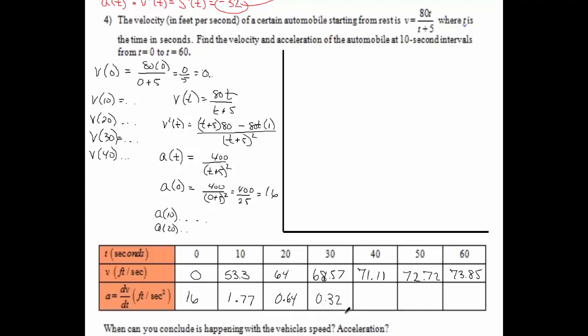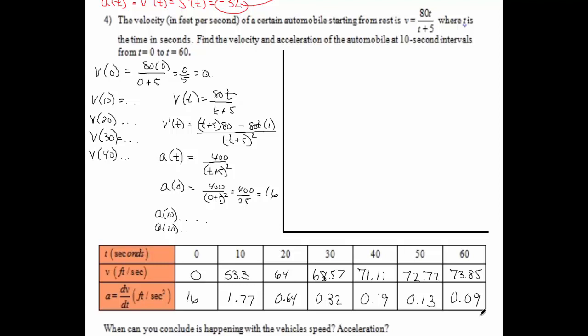0.32 feet per second squared at 30 seconds. 0.19 feet per second squared at 40 seconds. 0.13 feet per second squared at 50 seconds. And finally, at 60 seconds, after 1 minute, this car is accelerating at 0.9 feet per second squared. You notice that that's a very small number.